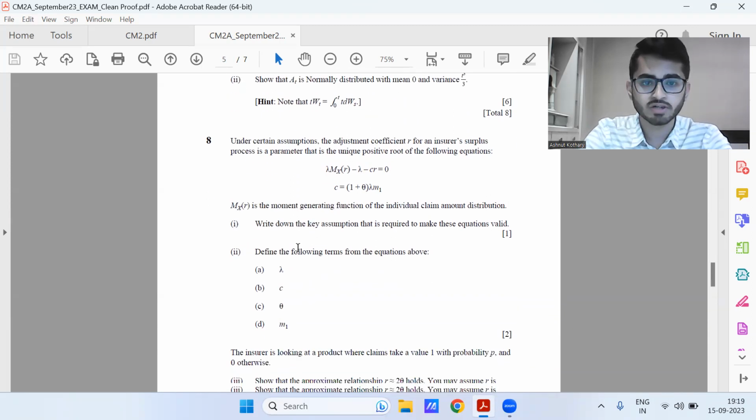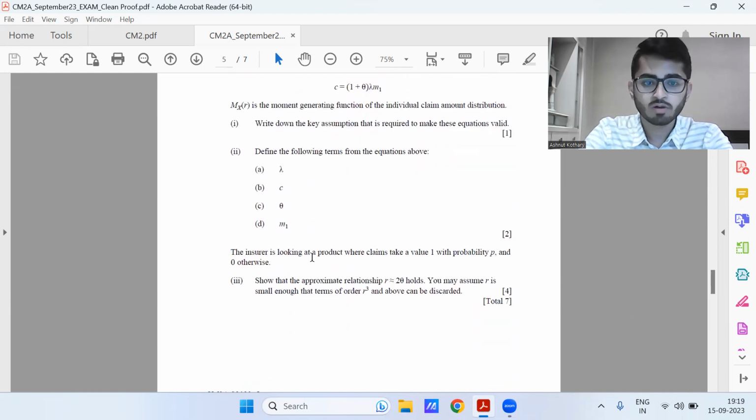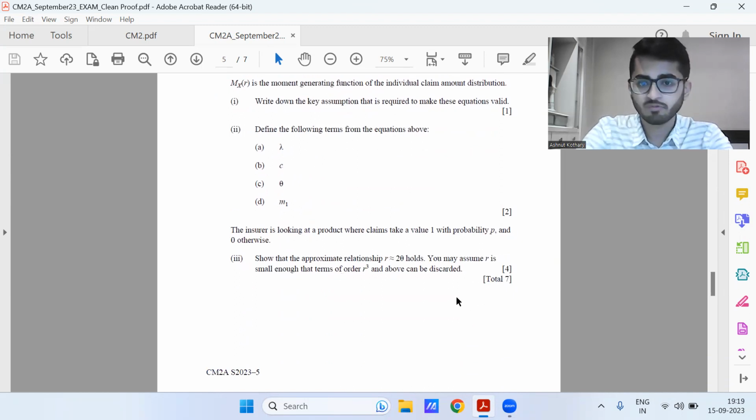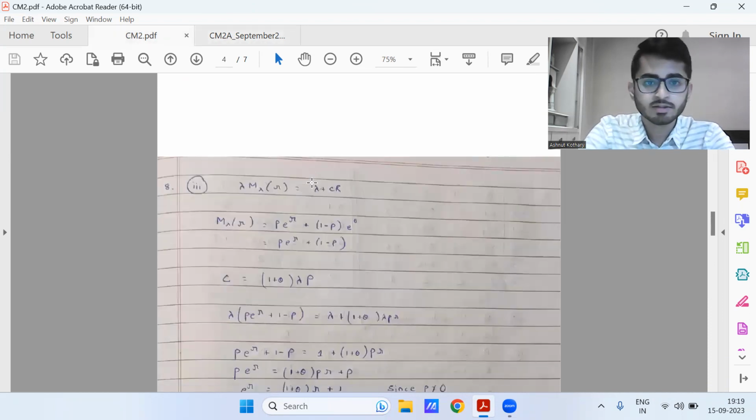Question 8, again, fairly straightforward. Part 1, not doing part 1 and 2. These are fairly straightforward and bookwork. Part 3, again, is also pretty much simple, 4 marks. Whenever they ask you to show that, proof that, life becomes easier because you know the end point. You just need to know the starting point, and then in between, there will be certain manipulations which well prepared students would be in a position to tackle very easily.